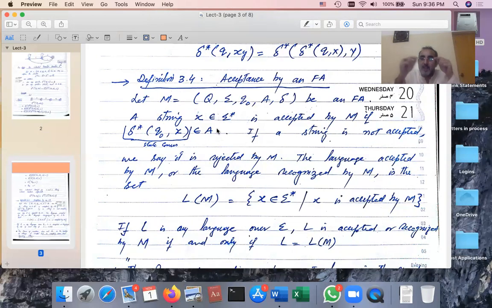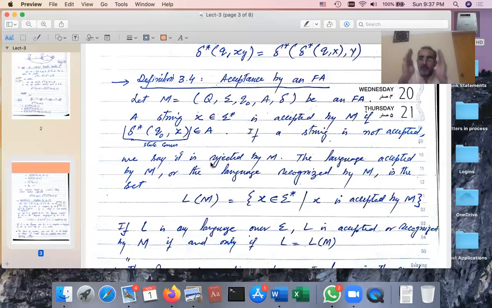So this capital A here is a set of accepting states. And this left hand side is saying that after applying the extended transition function, if I reach some state which is a member of that set A, and the string is processed and we have reached A, then this is what we call the acceptance of an FA. But if we have not reached the final or accepting states, we say it is rejected by M.